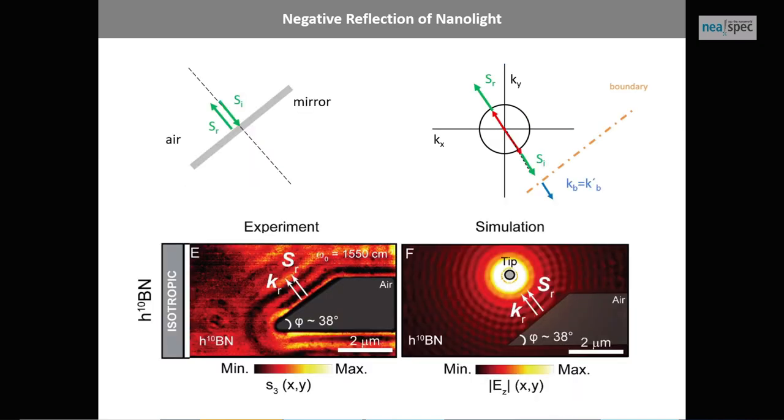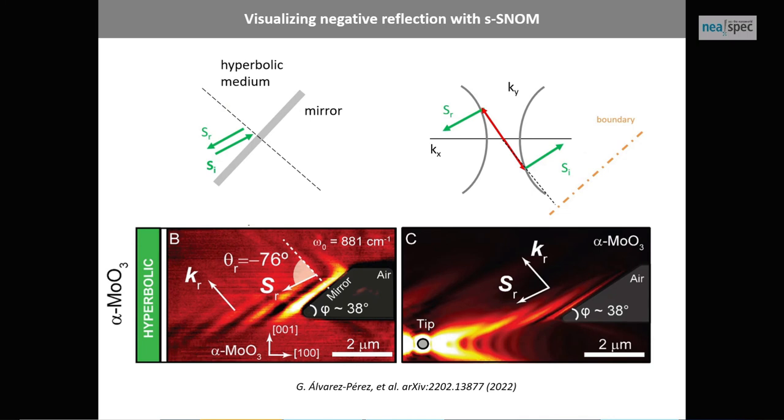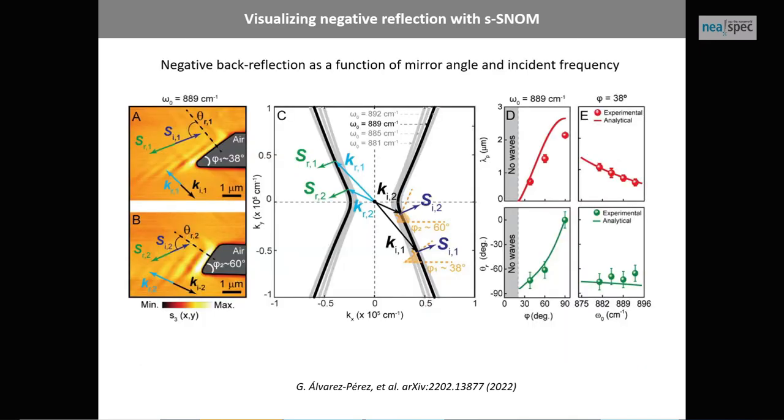OK, we did the experiments. This is the isotropic case. So we have these fringes parallel to the boundaries that you are used to if you are studying polaritons with SNOM. We are always seeing these interference fringes. But now if we measure in hyperbolic media, we see these interference fringes are not parallel to the boundary, because K is going in this direction, but S, the propagation direction of the wave, is in a completely different direction. Okay, it's completely out of the normal. And this is a very basic effect, right? It's just reflection visualized at the nanoscale. We just measure other angles.